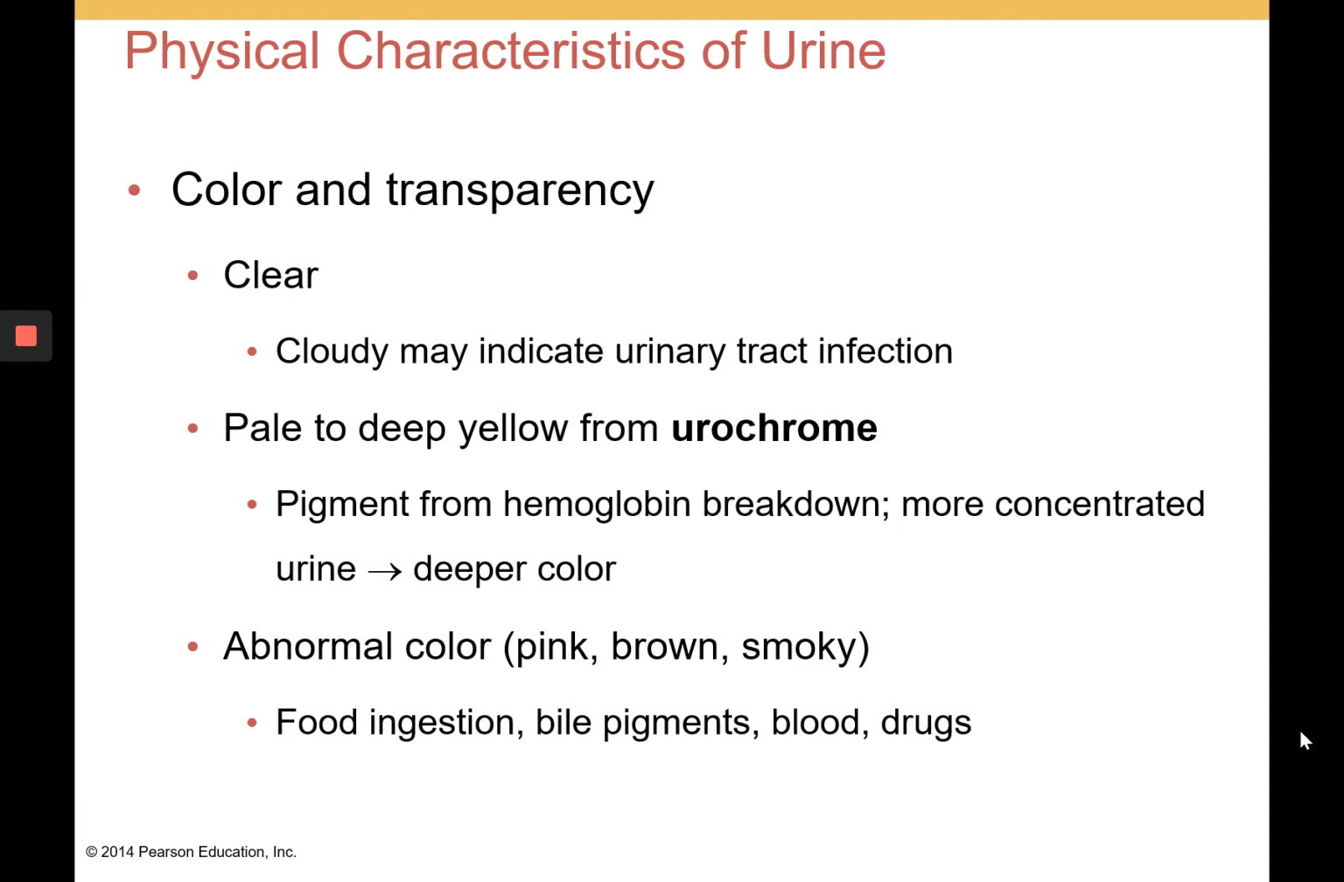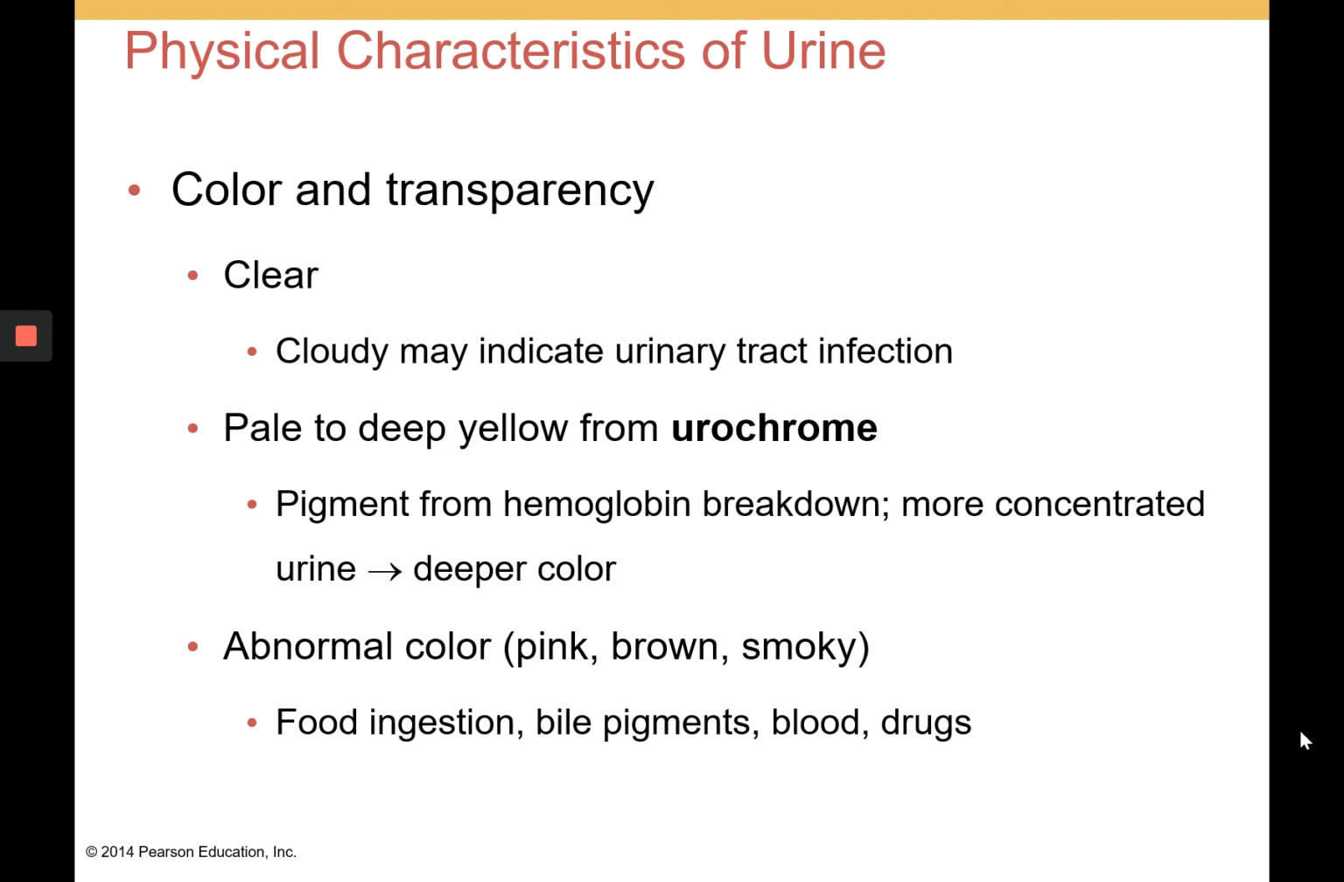Next, let's look at some physical characteristics of urine. So it should be clear. We should not have cloudy urine. It should not be opaque. It should be clear. It'll have a slightly pale to deep yellow color. That's because of the pigment urochrome, which is a hemoglobin breakdown product. It's generally going to be more concentrated in urine of someone who's dehydrated, so it'll have a darker color or a deeper color.